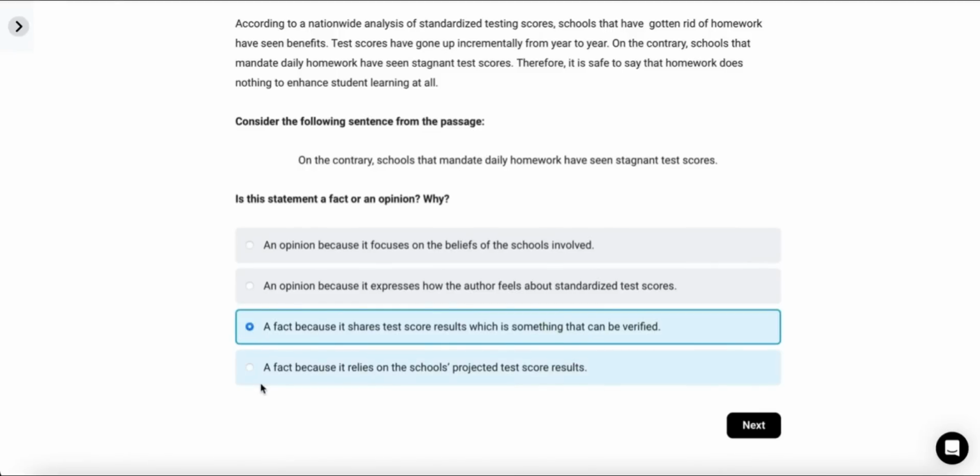A fact because it relies on the school's projected test scores. There's nothing that's referring to test scores that will be happening, which is what projected would mean. So the correct answer is this third one here, a fact because it shares test score results, which is something that can be verified.